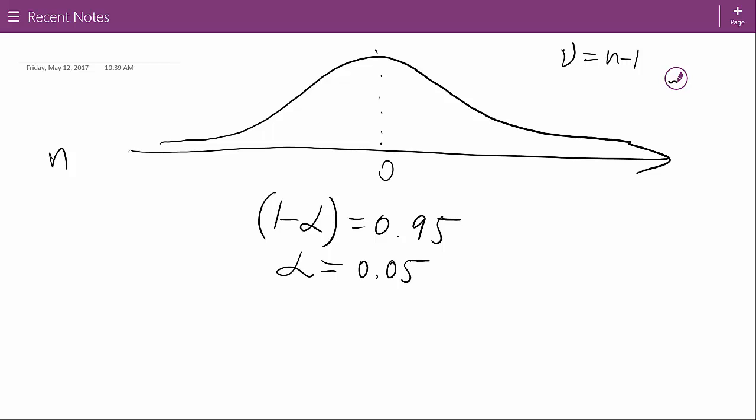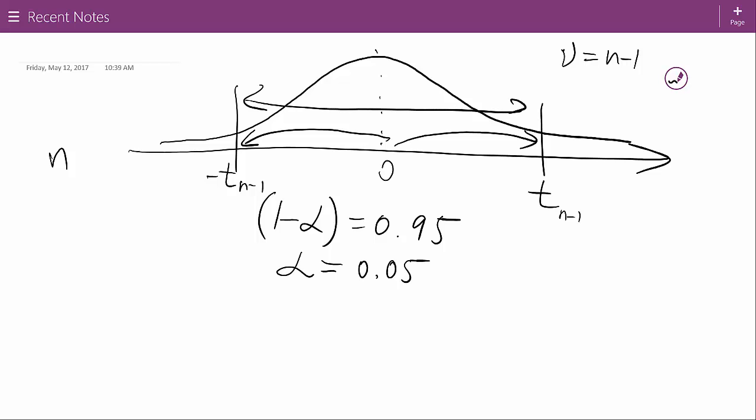So here's the deal, ladies and gentlemen. I want to go to the right and to the left a certain distance. That's going to be a value of t with n minus 1 degrees of freedom, and because of the symmetry, the same number negative, such that in between these two boundaries I'm going to have area exactly 1 minus alpha. That's my confidence level. And outside of these limits, I'm going to have whatever is left.